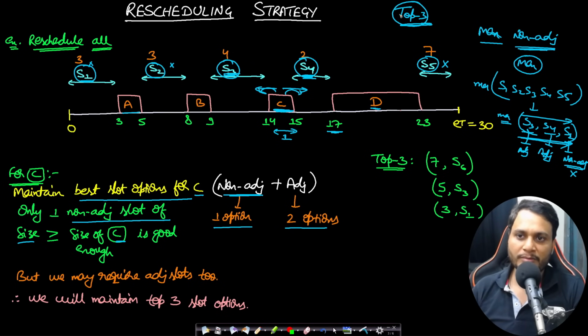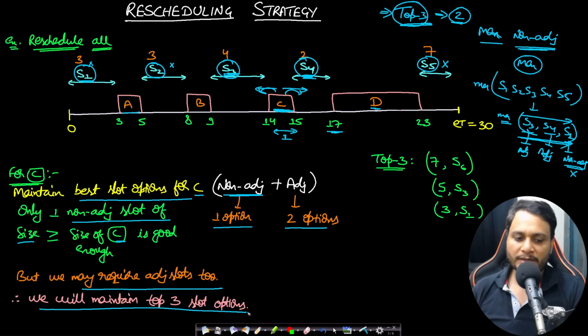But still we are not maintaining the maximum, we are maintaining the top 3, because 2 slots in the worst case can be adjacent. But we may require adjacent slots too, therefore we will be maintaining the top 3 slot options. So I hope this is clear.